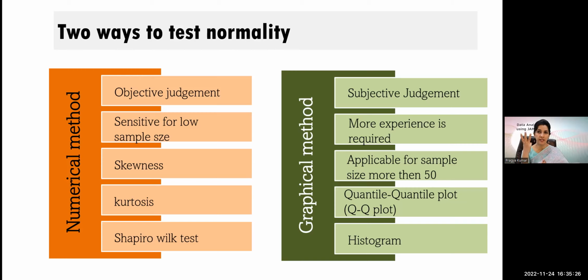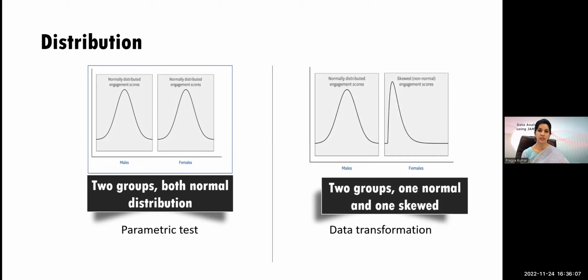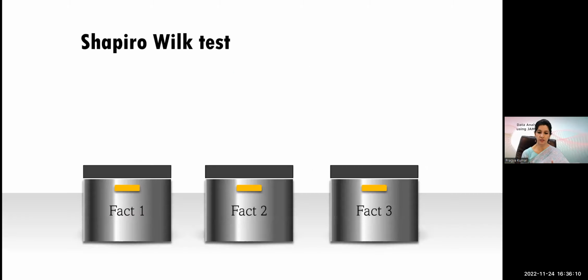So, 3 ways to assess objectively the normality of the data: the Shapiro-Wilk test, kurtosis, and skewness. This is a numerical method applicable when the sample size is less than 50. The other way is the graphical method or the subjective way, applicable when the sample size is more than 50. The 2 ways are the histogram and the quantile plot or the QQ plot. Like this, you can see these both are bell-shaped curves, so this is normally distributed. And in this case, you can say that one is skewed and the other is normal.